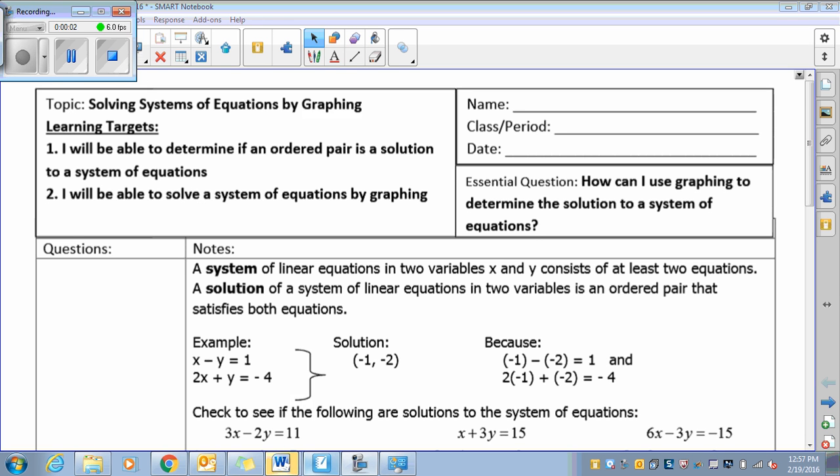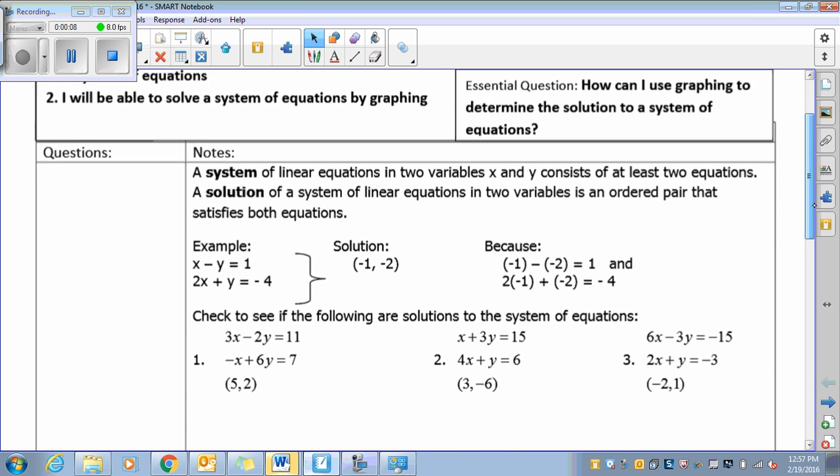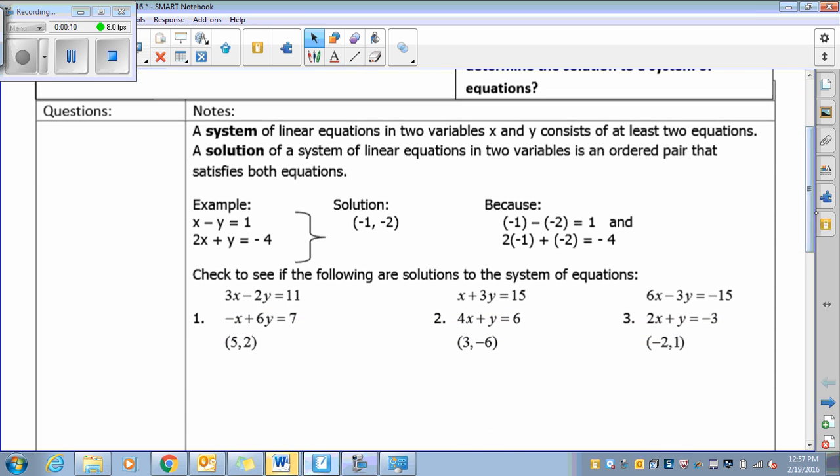Today we are going to learn how to solve systems of equations by graphing. When we are working with systems of linear equations, there are at least two variables and at least two equations. A solution to the system is an ordered pair that satisfies both equations.